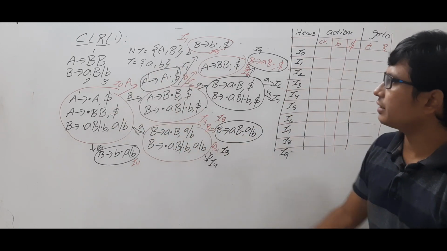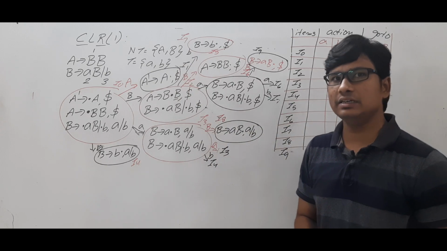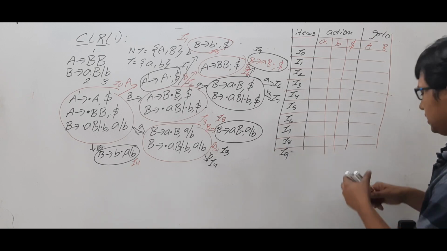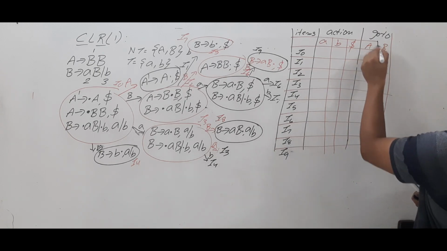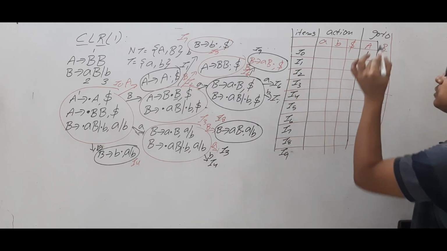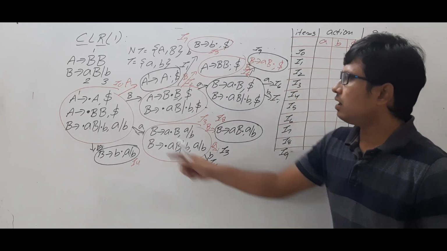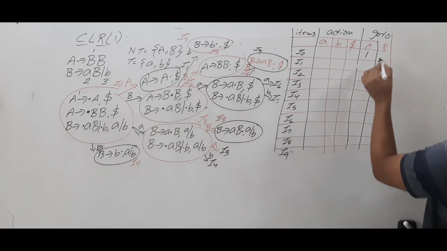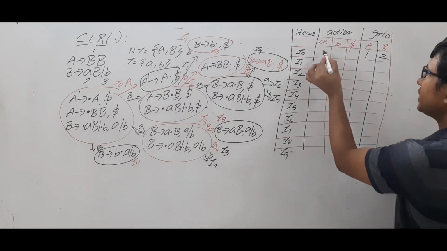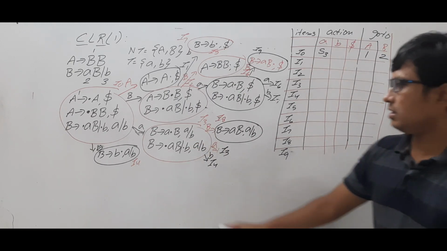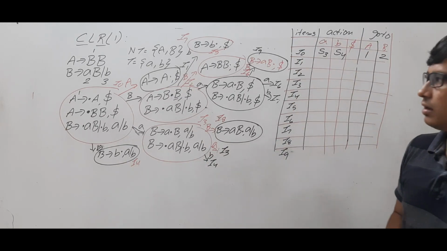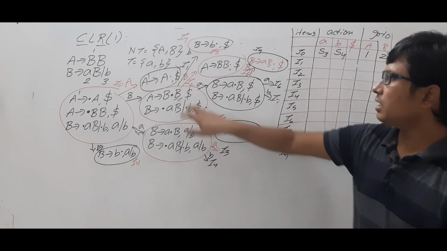Now look at I0. On capital A, you went to I1, which is a non-terminal. So where should you write it? You should write it in the go to part. I0 on A, you went to I1, so we will write 1 here. On B, you went to I2, so you write 2 here. On small a, you went to I3, so you write S3 here. On small b you went to I4, so you write S4. So I0 is finished.